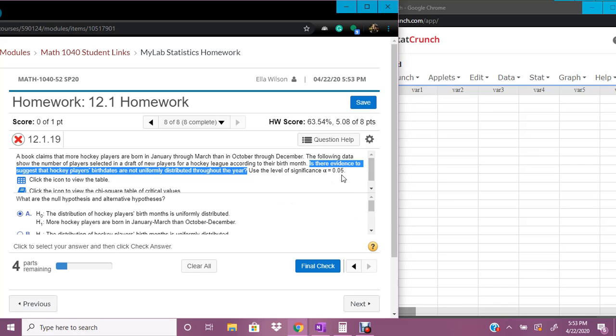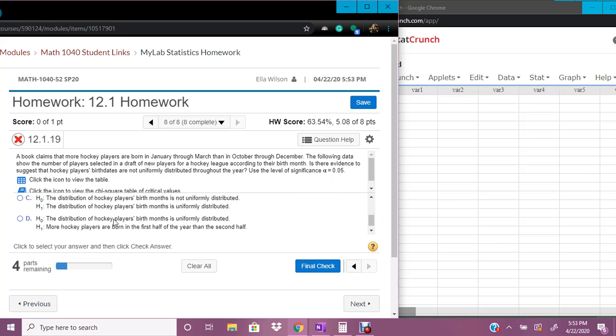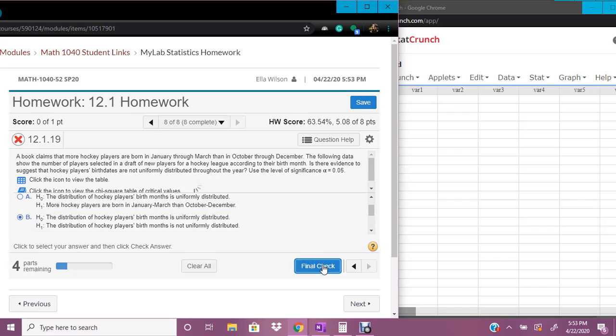So that is going to be our alternative hypothesis right there. Our null is that they are uniformly distributed and our alternative is that they're not. So even though at first it states that the book claims this, that's not what we're testing. So that gets a little bit confusing.